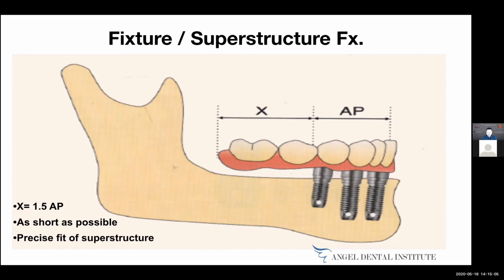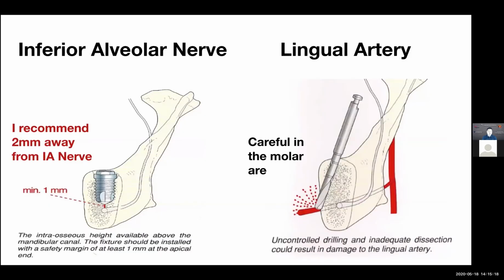Also, when you have something like this where it's all fixed in one unit, precise fit of the superstructure is critical. Okay, how about the inferior alveolar nerve? You hear about placing an implant a minimum of 1 millimeter away. I recommend 2 millimeters away from the IA nerve. This will become more evident once I go through the drilling sequence and the actual drill size. But you want to be, in my estimate, 2 millimeters away from the IA nerve when you're drilling.